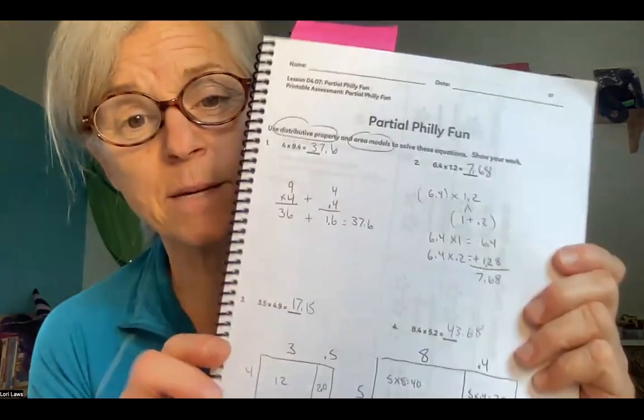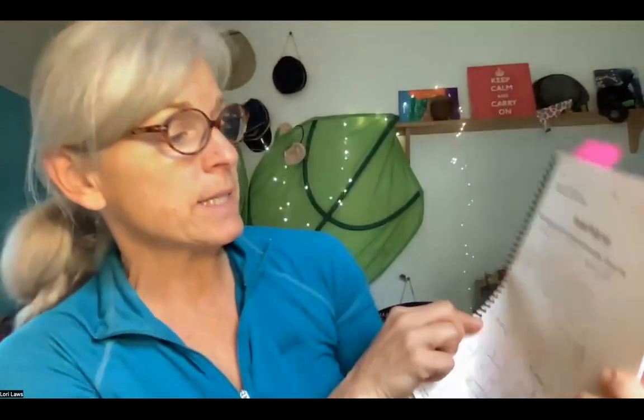And today you're working on your third math assignment this week, partial products. This is going to be the assignment for it. It's assignment 4.07. Now it's come to my attention that some of you are just going straight to the assignment and not doing the lesson.